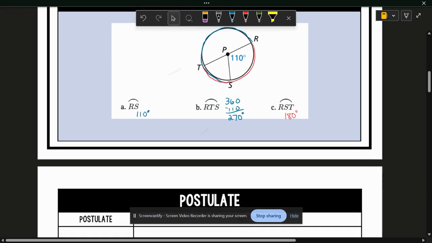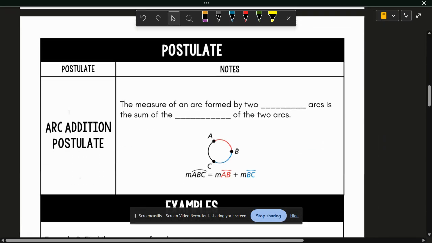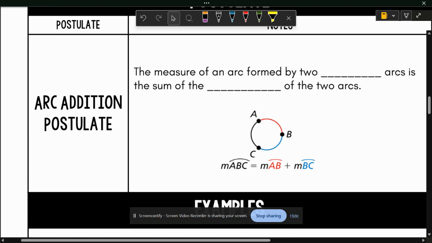I feel like you guys have maybe seen some of these before, or a little bit of it. The first postulate that we have here is the arc addition postulate. It's the measure of an arc formed by 2 adjacent arcs.